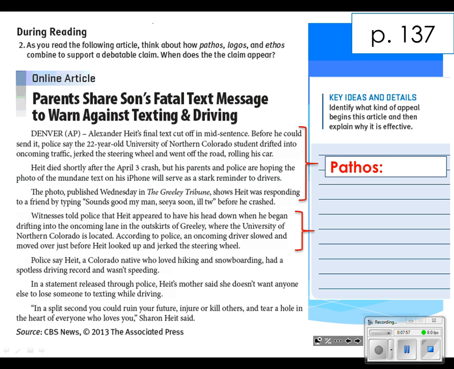All right, discuss with your group. What do you think it could be? Is it one of the three appeals, or is it the claim?